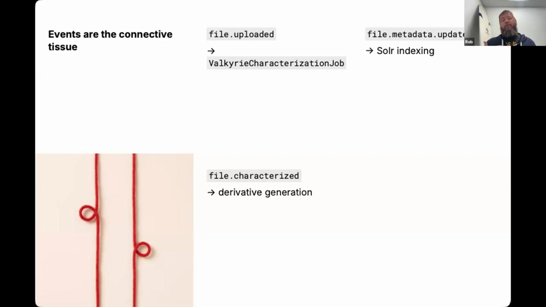Active Fedora and Valkyrie do not publish the exact same events in the exact same shape. So there are some points in the listener code that have to figure out whether it's a Valkyrie object or an Active Fedora object, which adds a lot of complexity to that code base.